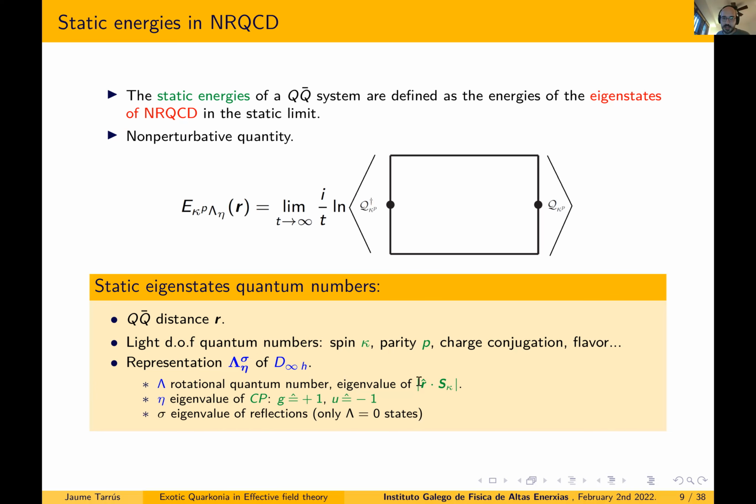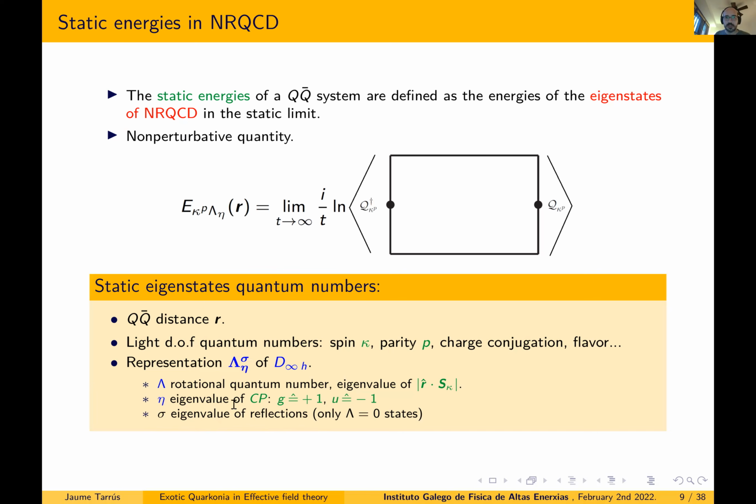Then there is an eigenvalue for CP, which is usually denoted by a g or a u for plus or minus 1, and this is usually written as a subindex here. And also for lambda equals 0 states, there is an additional symmetry, which are reflections with respect to a plane that contains the heavy quark axis. And in this case, one writes this eigenvalue as a superscript with a plus or a minus.